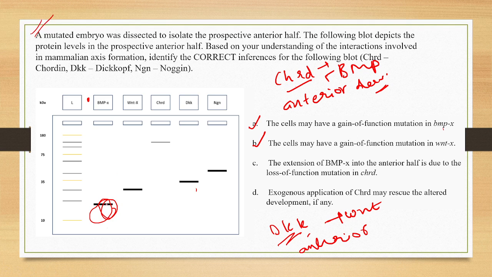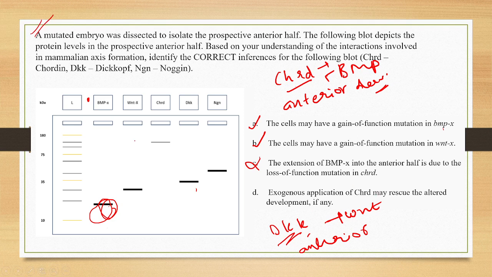Now, the expression of BMP in the anterior portion is more, although BMP should not be expressed in a normal case, because in a normal case BMP is inhibited by chordin. But since there is a probability that there is a gain of function mutation in BMP, it doesn't mean that there would be a loss of function mutation in chordin. There can be a case that since BMP has a gain of function mutation, it is inhibiting chordin, but it does not necessarily mean that there is a loss of function mutation in chordin. Therefore this becomes wrong.